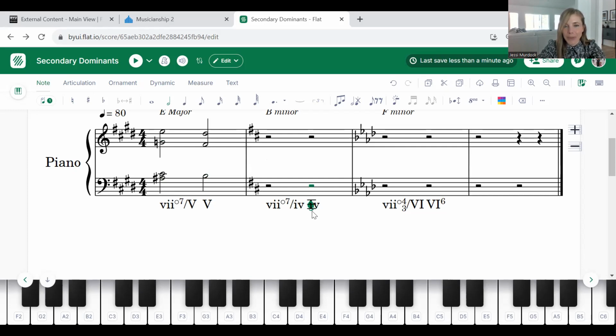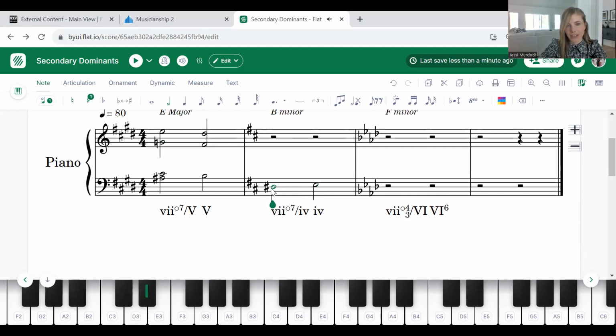Okay, next one over. So now we're in B minor, okay? So if you think in B minor, our 4 chord is E, okay? All right, so being E, now our leading tone into E is D sharp, okay? And this one's going to be in root position still.